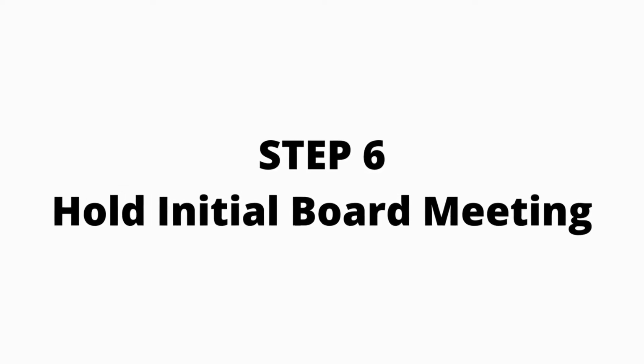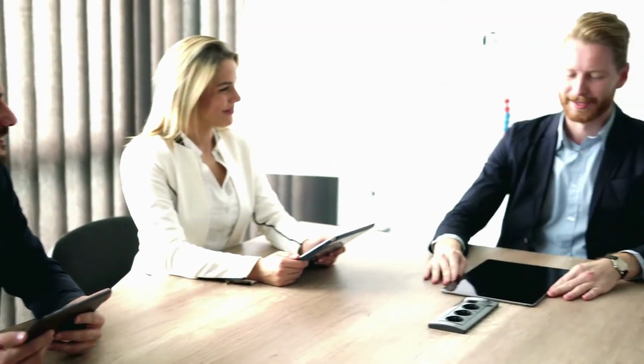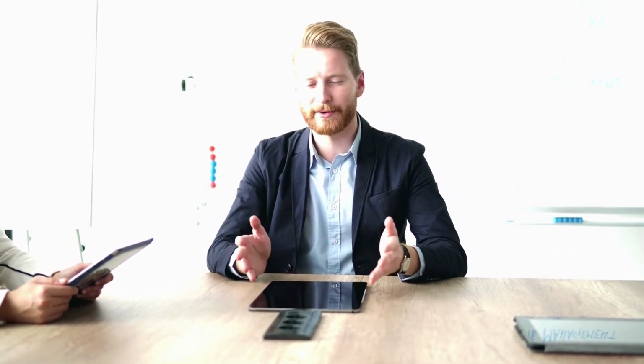Step 6, hold an initial board meeting. During the first board meeting, the board needs to solidify the name and legal address for the organization that will be used on all of its legal documents, and it will need to authorize new officers to make business decisions for the organization. Also, in this initial meeting, the board will adopt bylaws if they have already been drafted, or they'll start creating the bylaw document. Board meetings should be held regularly and documented in the meeting minutes, and there should also be an agenda for each meeting.